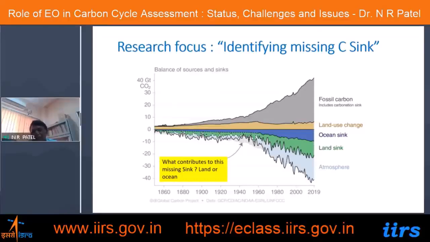But apart from all those things, here you see that from 1940, and also in some part, even in 2000, there is a missing sink. Even if we take into account the atmospheric carbon pool as a sink, and we balance with the sources, fossil fuel and land use change, there is some amount, like 3 to 4.5 petagrams of carbon as of today, that still remains as a missing sink.